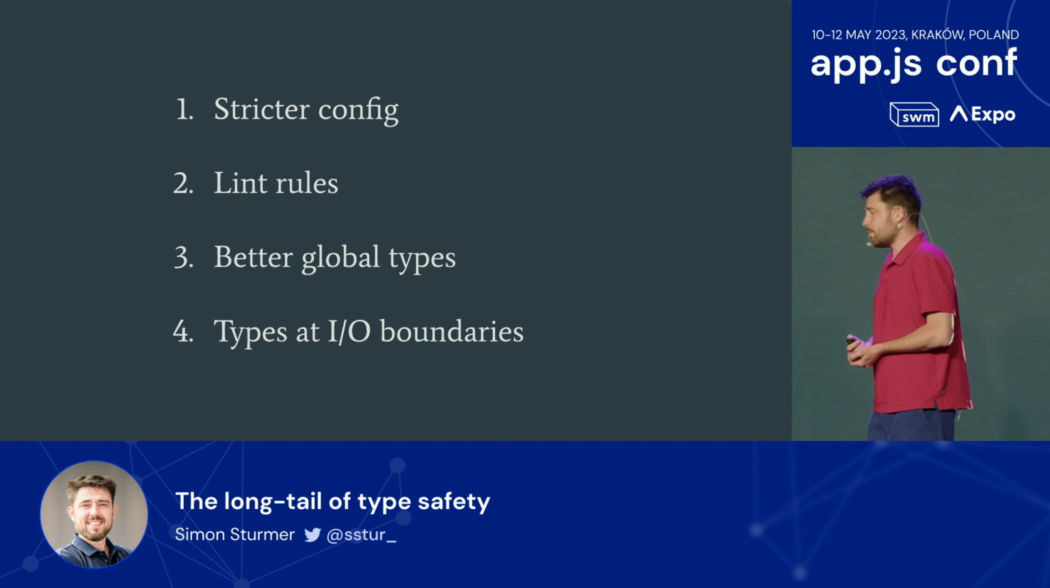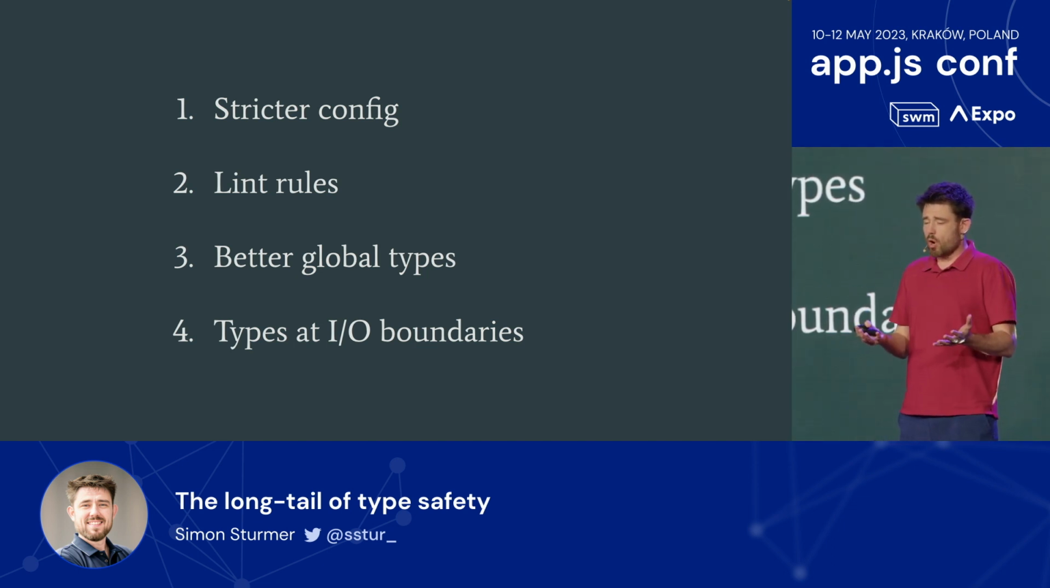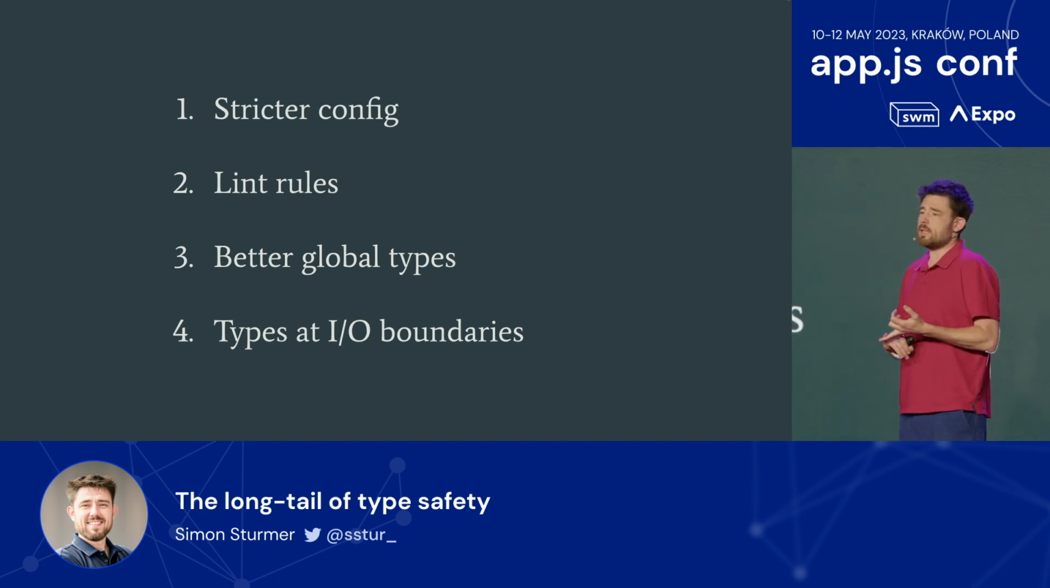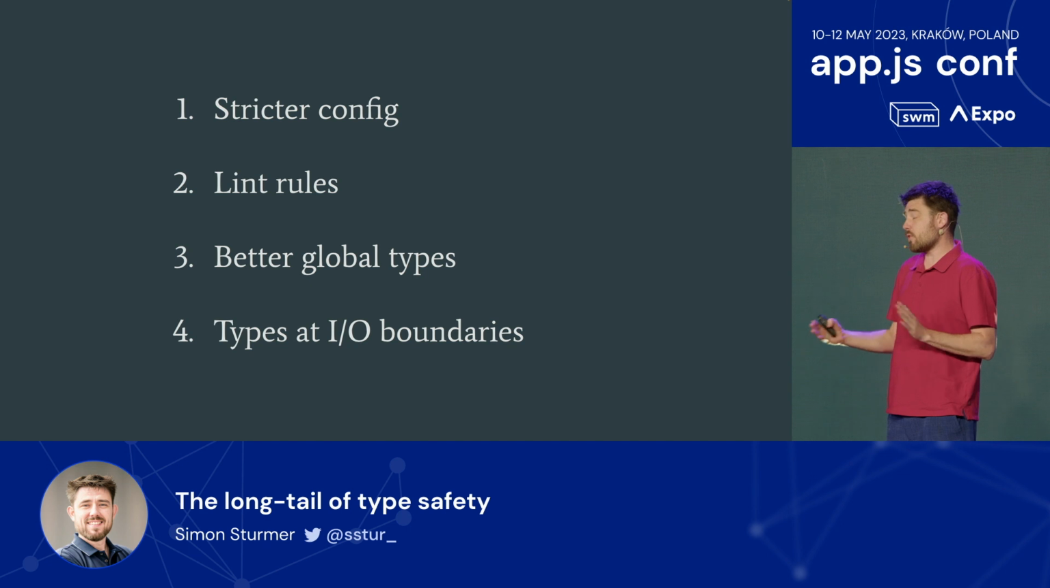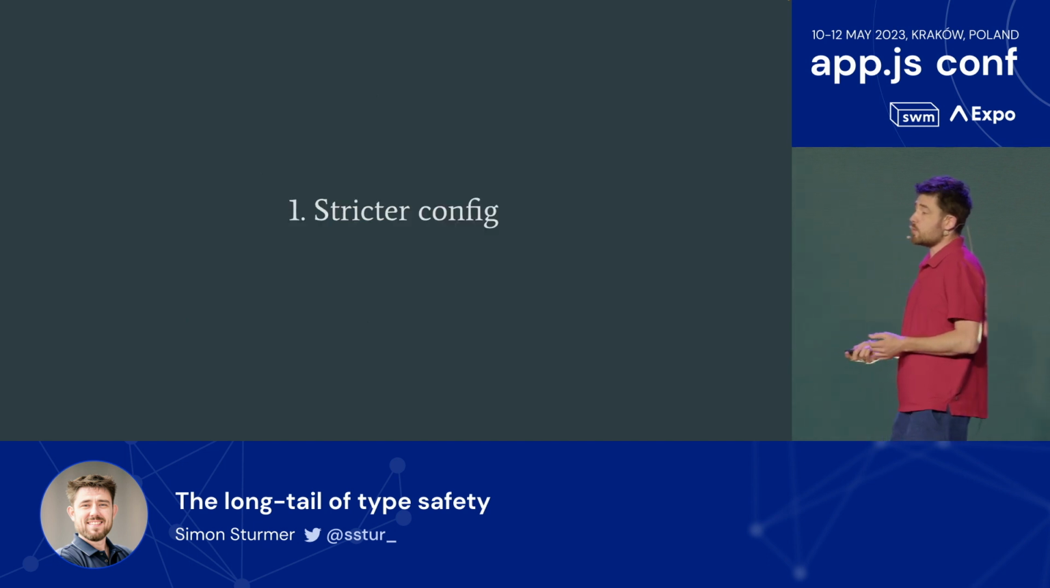So what can we do about it? Well, I've put it into broadly 4 categories, right? We can tweak our config, we can get better, we can use lint to try to avoid some of the bad things that we probably shouldn't be doing. We can do some stuff with global types that I'll show you in a minute, and we can do some stuff around the I/O boundaries, which I think is really important.